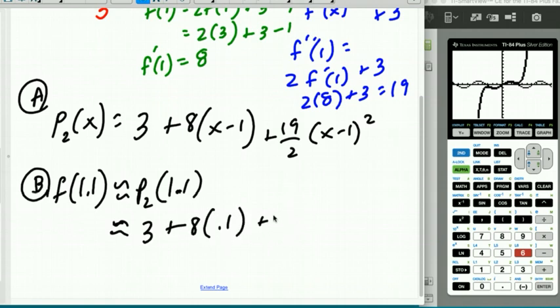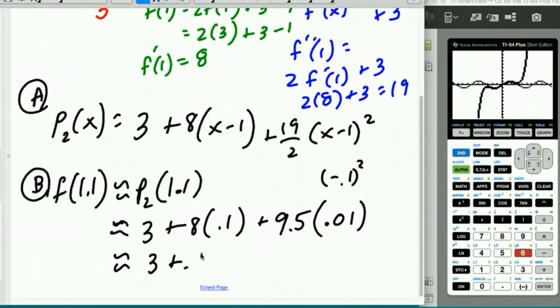Plus, and admittedly, 19 halves is less fun, right? So that's a 9.5, right? Times, this is going to be 0.01, because it's going to be 0.1 quantity squared, but if you square a tenth, you get a hundredth, right? So basically, this is going to be 3 plus 0.8 plus, and then the decimal place gets moved twice. So once, twice would be 0.095, right?